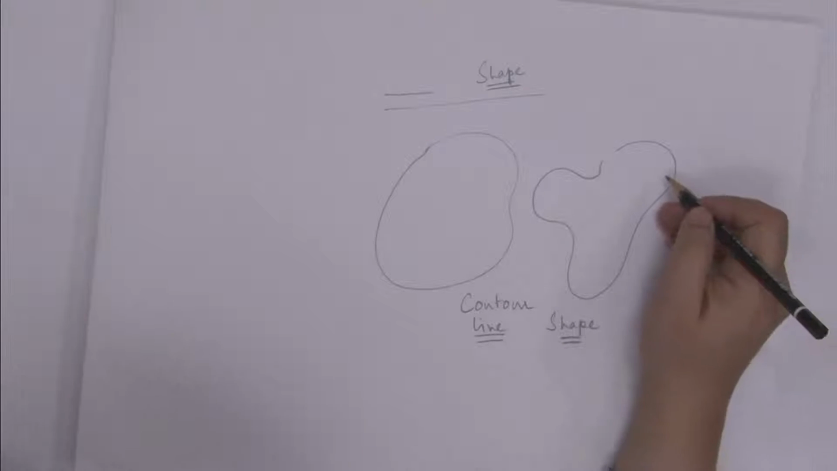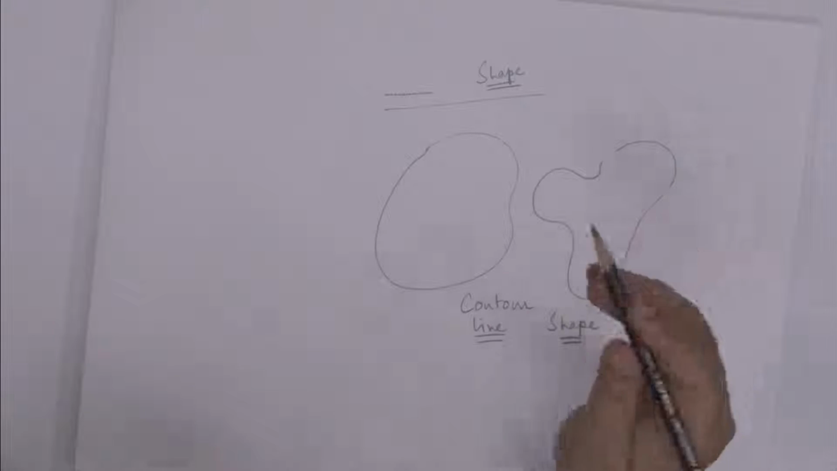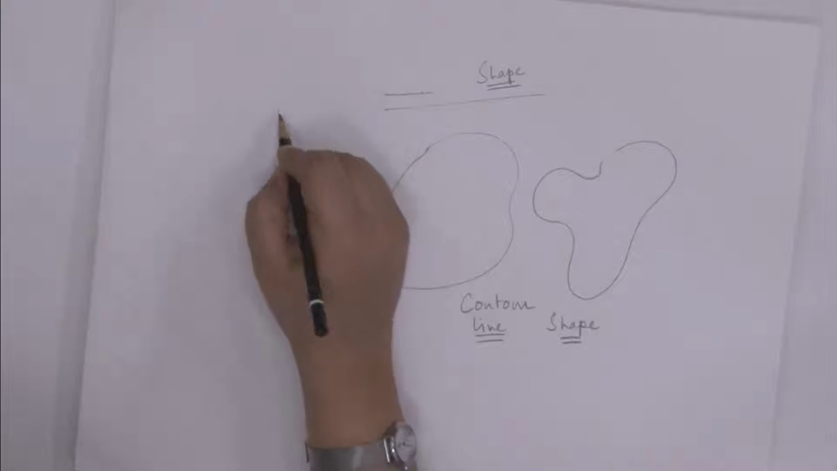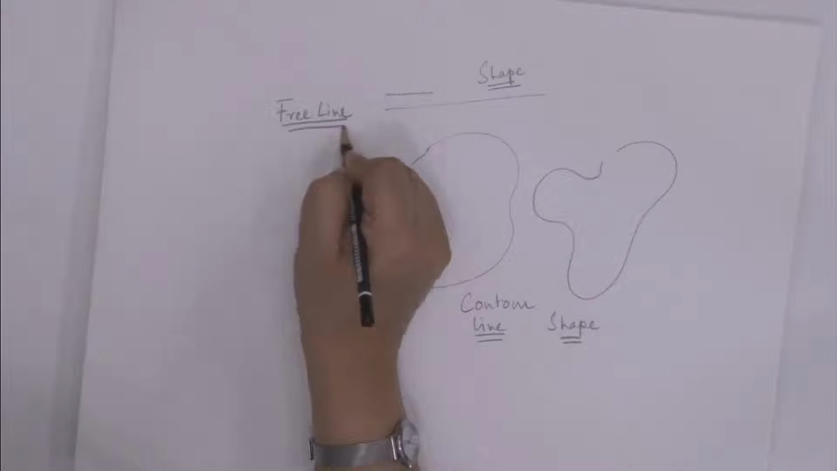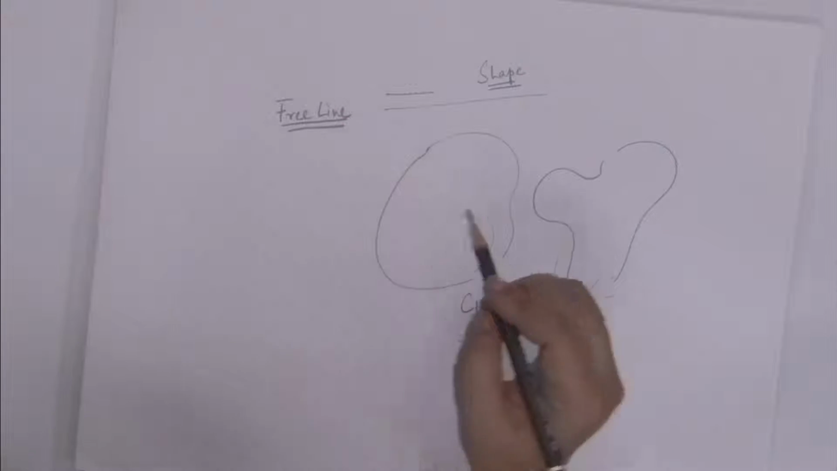That is one identity that the line has, but line is free from that. So, we can also free the line. A free line may not produce a shape necessarily. So, a free line has a different character. Let us see how it works.